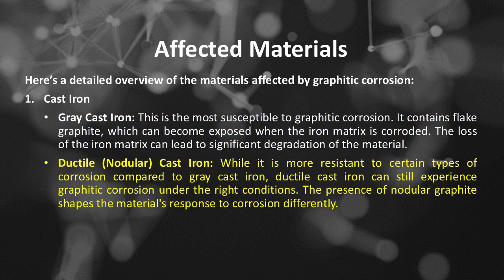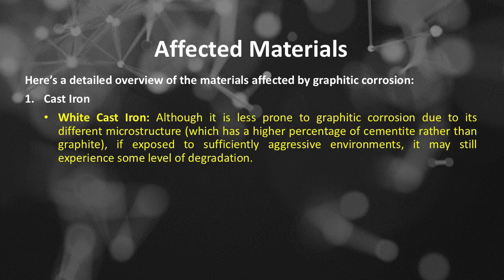Ductile, or nodular, cast iron, while it is more resistant to certain types of corrosion compared to gray cast iron, ductile cast iron can still experience graphitic corrosion under the right conditions. The presence of nodular graphite shapes the material's response to corrosion differently. White cast iron, although it is less prone to graphitic corrosion due to its different microstructure, which has a higher percentage of cementite rather than graphite, if exposed to sufficiently aggressive environments, it may still experience some level of degradation.